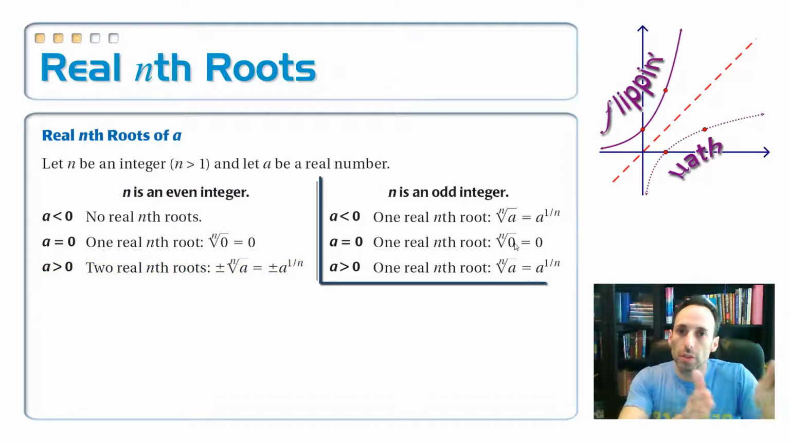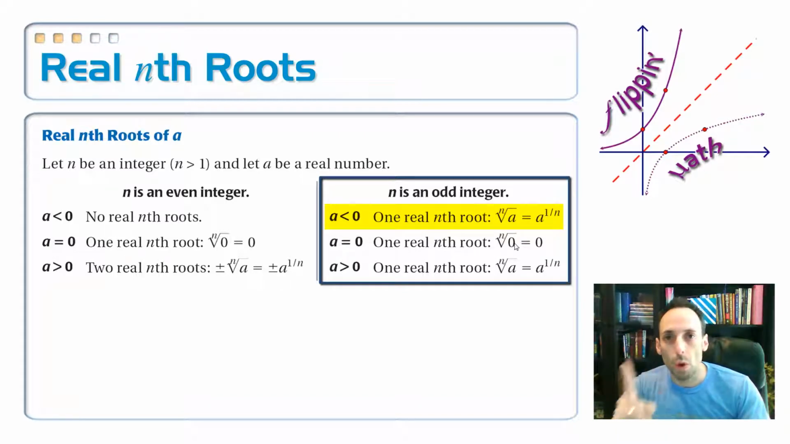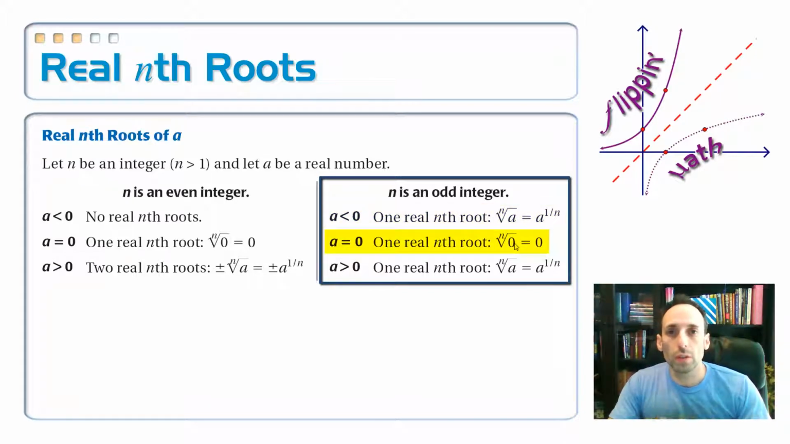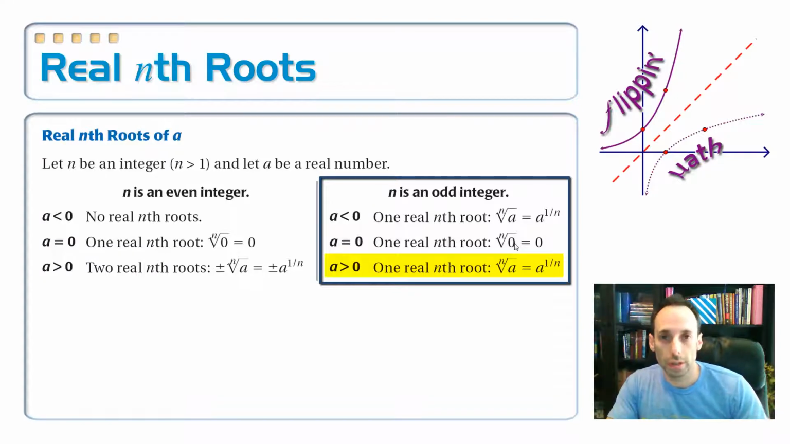Okay, let's switch over to the other side, looking at if the index is an odd number. So we're talking about the cube root or the fifth root of some number a. So if a is negative, doesn't matter. You can take the cube root of it, and you get one answer, and the answer stays the same sign. If a is equal to 0, you also get one answer, and it's just 0. And then finally, if it's positive, you also get one real answer.